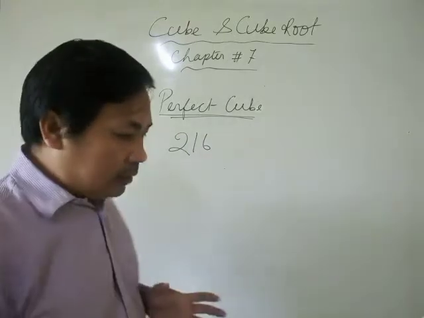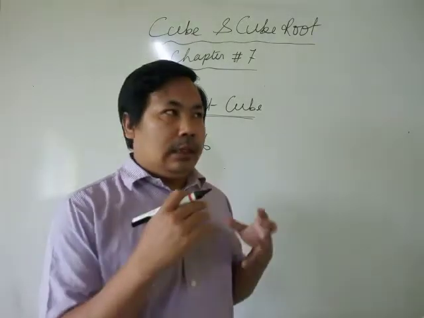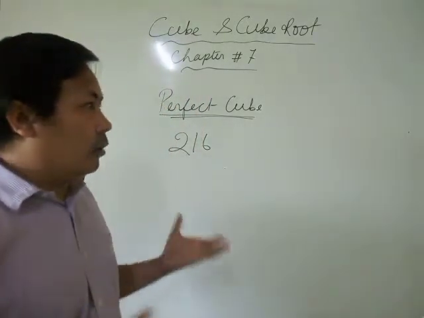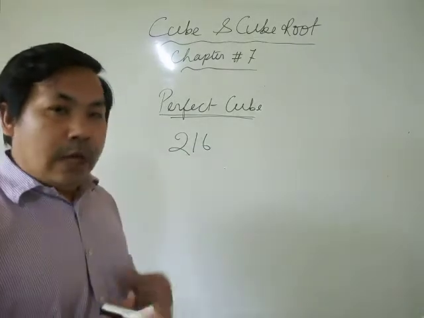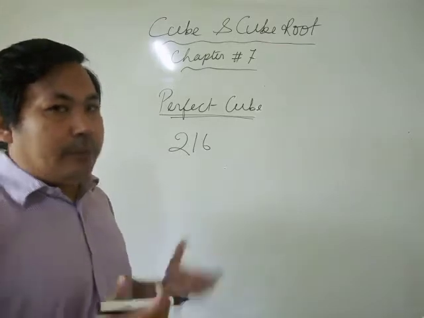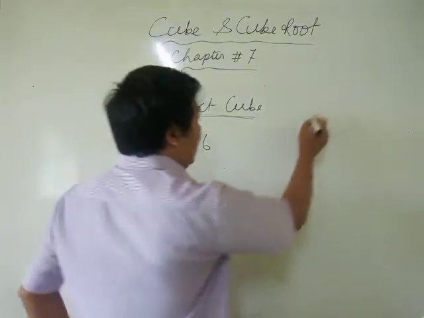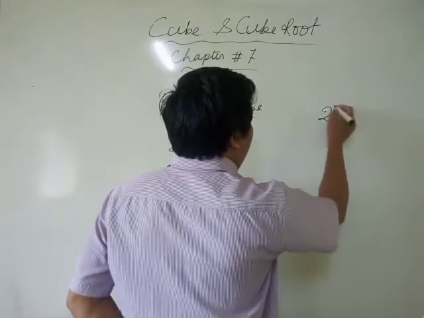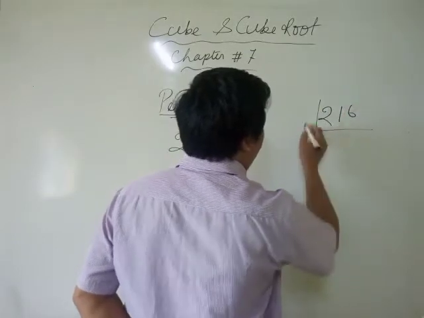To find out whether the number is a perfect cube or not, we are going to find the prime factors of this number. We are going to follow the prime factor values. Okay, clear. So let us say that 216, we are factorizing here.